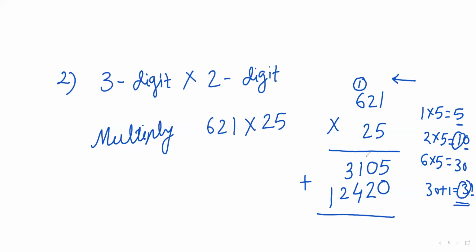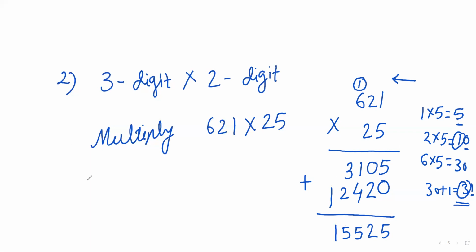You have to take care here. You have to always write digit below digit, in proper manner. Now add these numbers. 5 plus 0, 5. 0 plus 2, 2. 1 plus 4, 5. 3 plus 2, 5. And here there is nothing, so you have to take this 1 as it is, right?